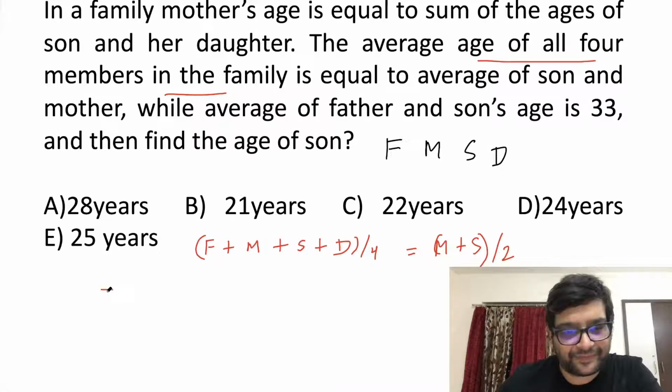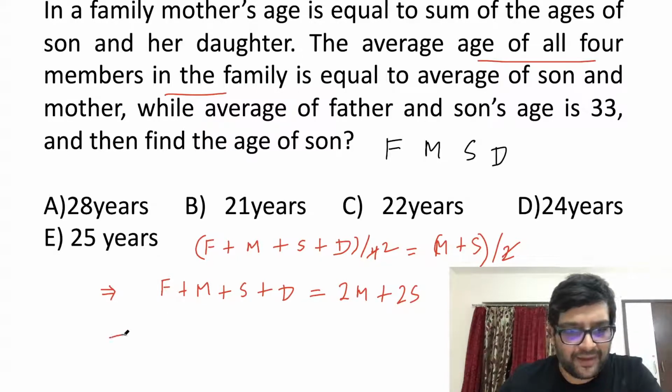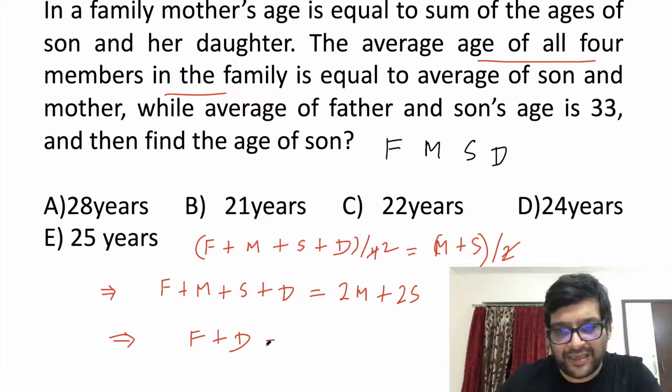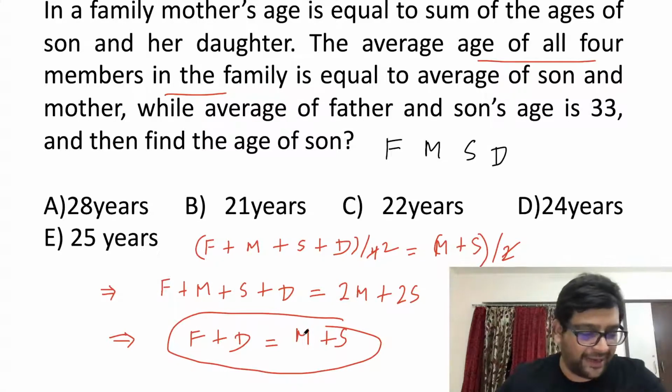Let's check that. So let me simplify this equation. First of all, this 2 and this 4 will get cancelled. My equation will be father plus mother plus son plus daughter is equal to twice the value of mother plus twice the value of son. So this gives me the equation father plus daughter is actually equal to mother plus son.